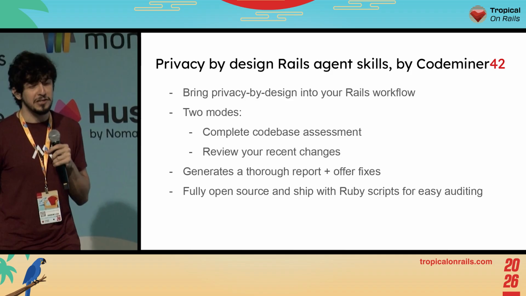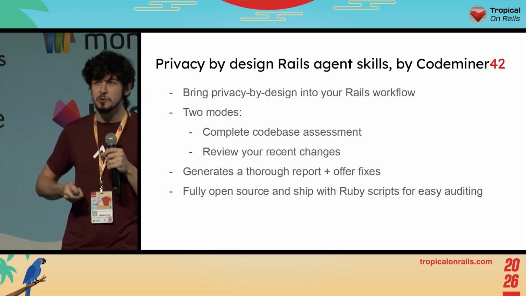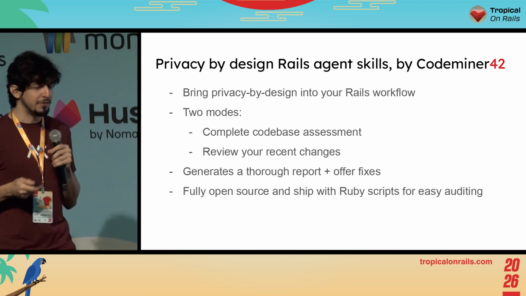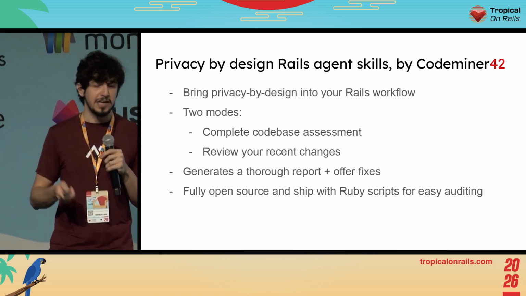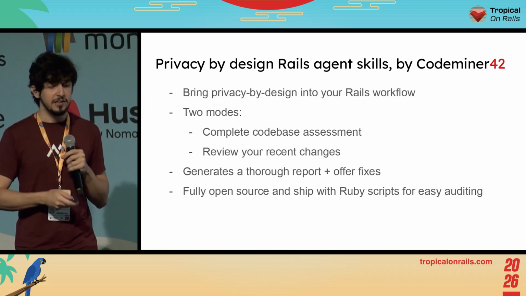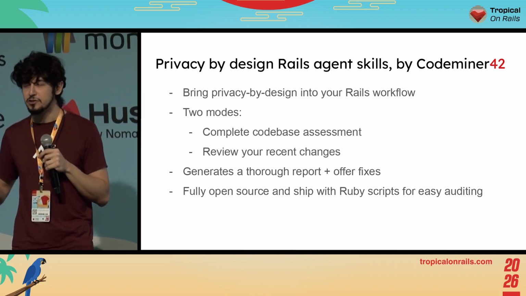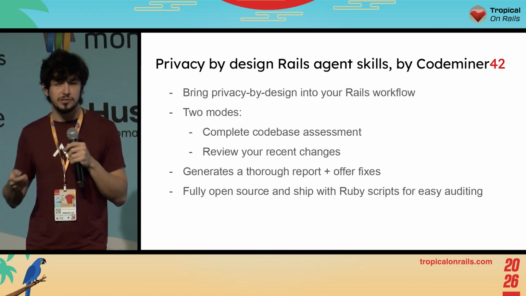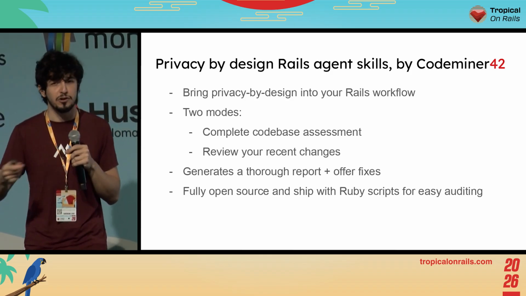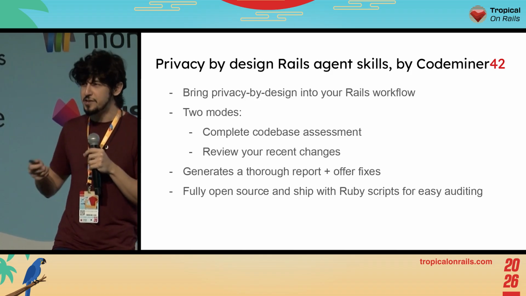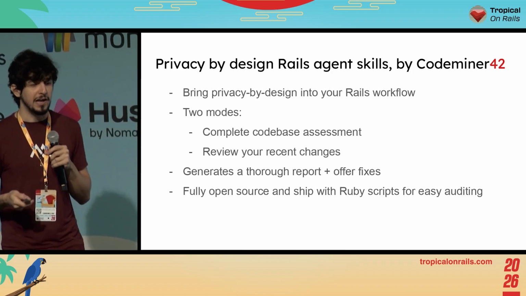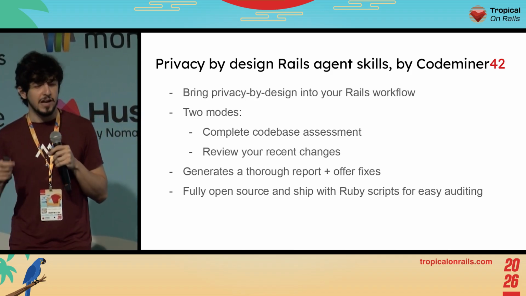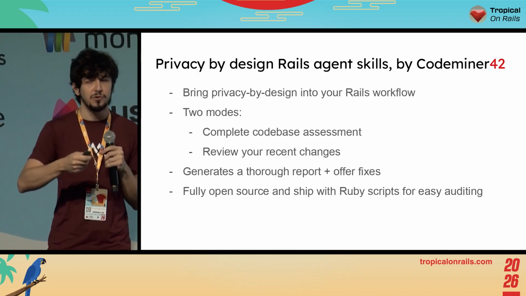So that's why I want to present you the Privacy by Design Rails Agent Skill by CodeMiner 42. This is a way to bring privacy by design into a Rails workflow. It can be used in two modes, either in a complete code-based assessment in your database, in your code base of your application, or also you can use it as a review before you push or before you open a PR to make sure that any change that you did in that PR is compliant with the privacy laws.